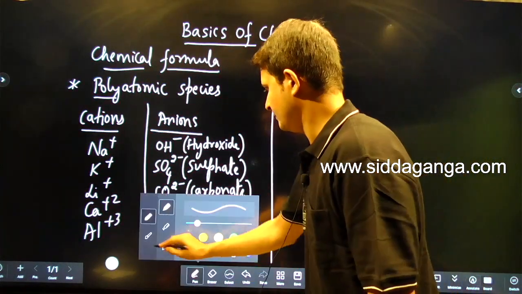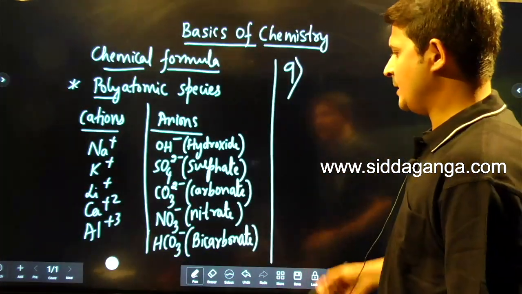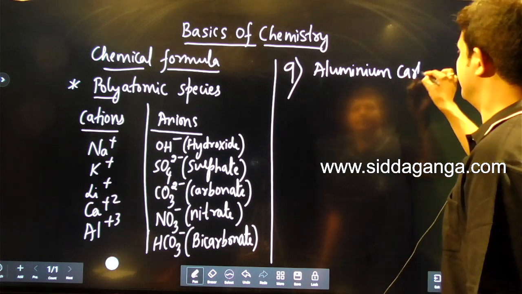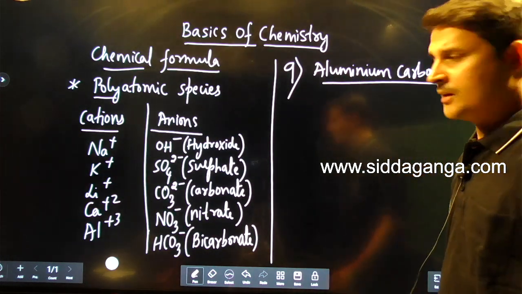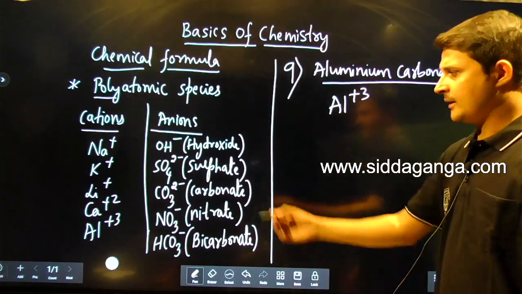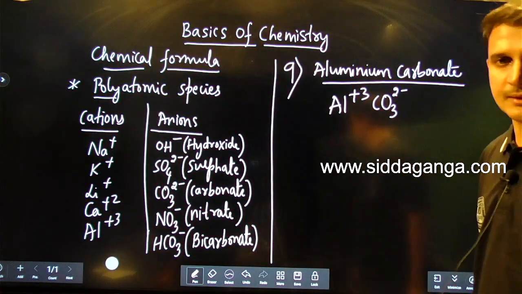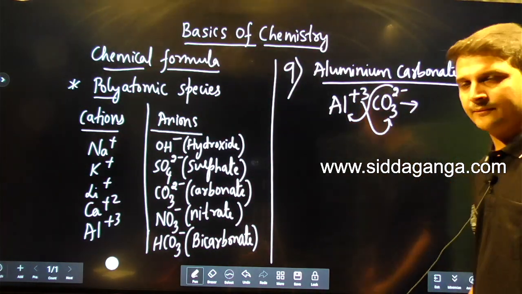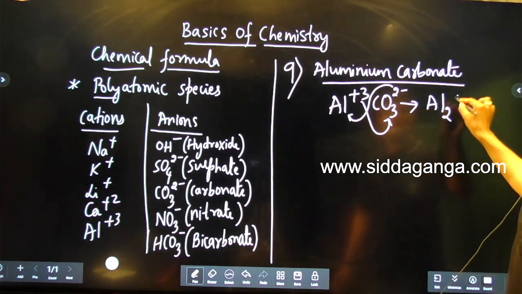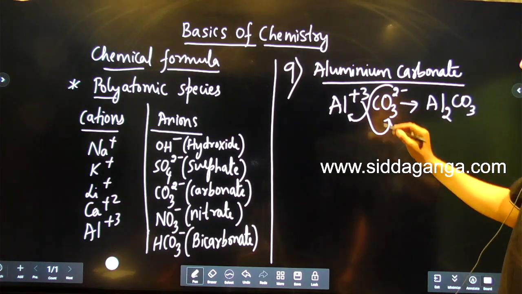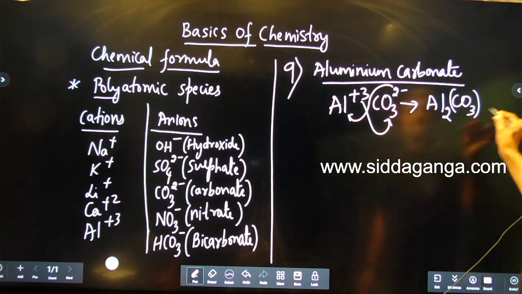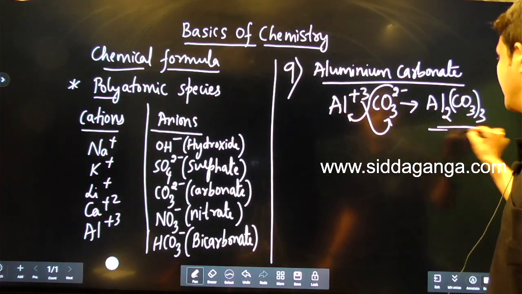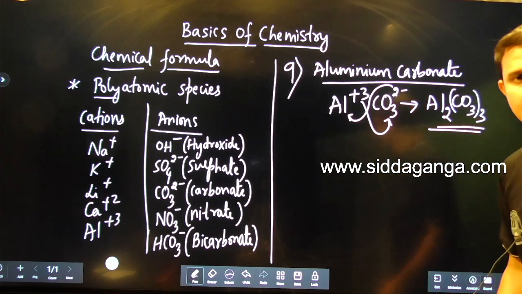Ninth one, aluminium carbonate. Aluminium ion is Al3+. Carbonate ion is CO3 2-. So with the valency of carbonate here and the valency of aluminium here, we get the formula Al2(CO3)3. How many times? Thrice. Aluminium carbonate is Al2(CO3)3. Clear? Next.